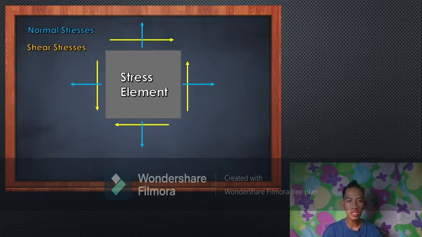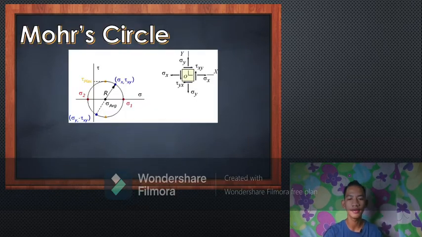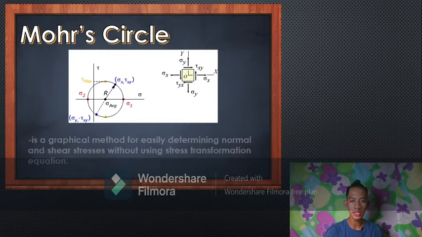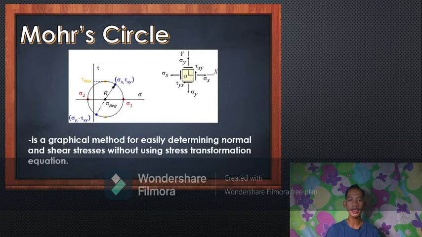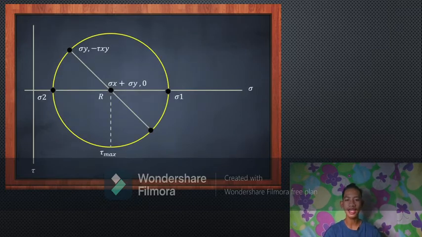And now, we are going to tackle our main topic, which is Mohr's circle. Mohr's circle is a graphical method for easily determining the normal and shear stress for different orientations of our stress element without having to use the stress transformation equations. This is how a plotted Mohr's circle looks.